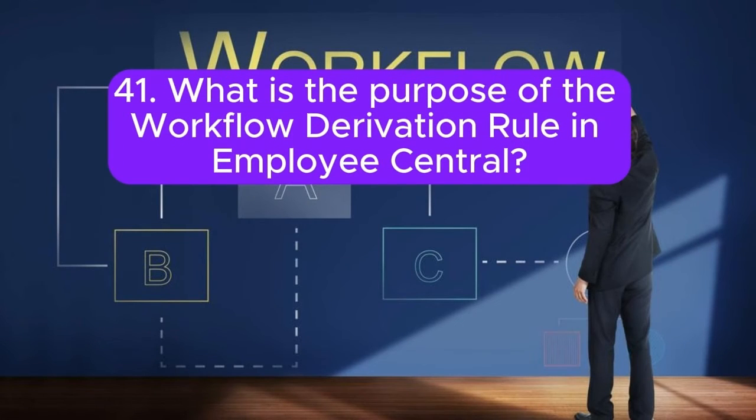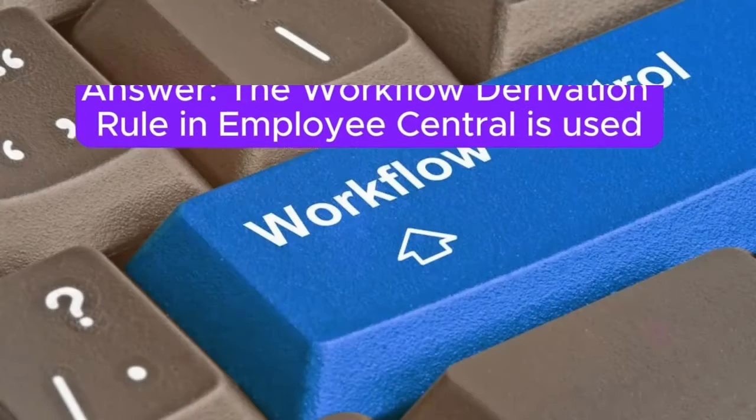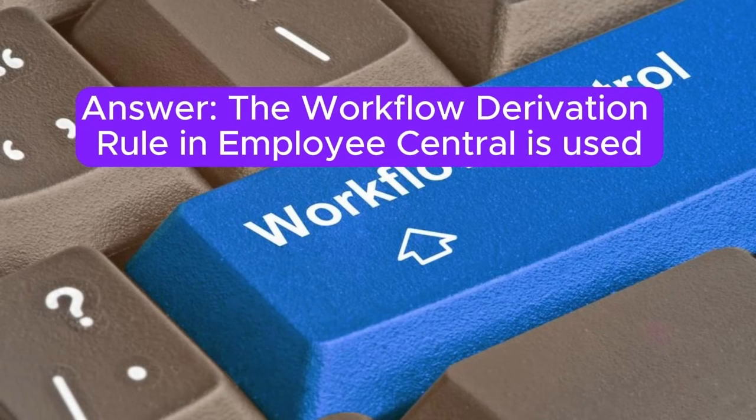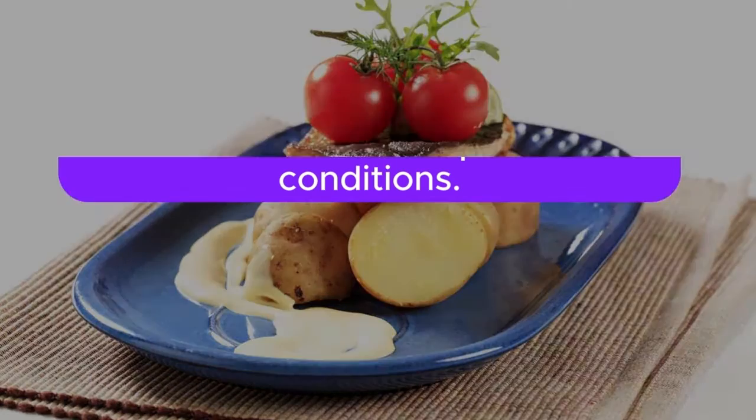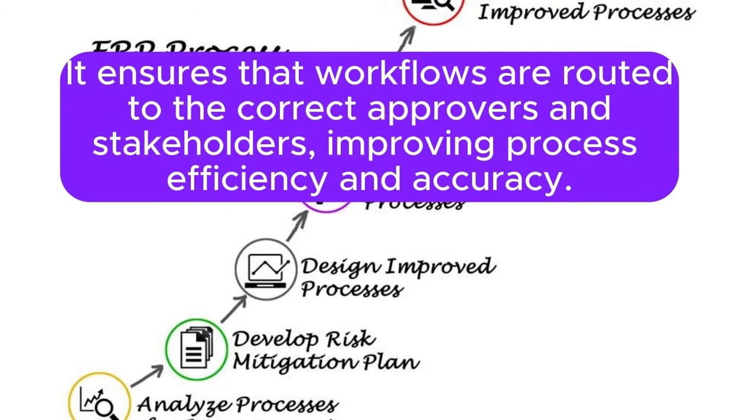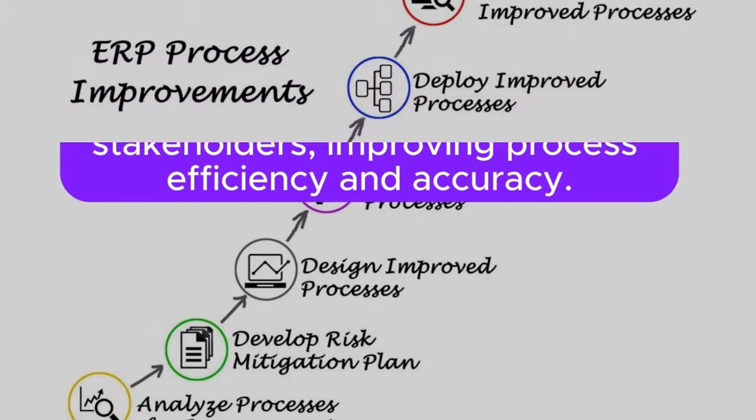41. What is the purpose of the workflow derivation rule in Employee Central? Answer. The workflow derivation rule in Employee Central is used to automatically determine the appropriate workflow for a given HR transaction based on predefined conditions. It ensures that workflows are routed to the correct approvers and stakeholders, improving process efficiency and accuracy.